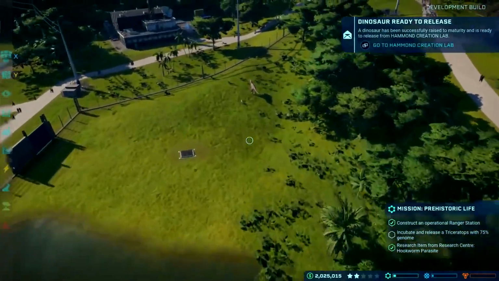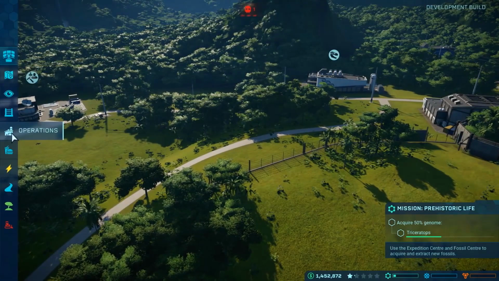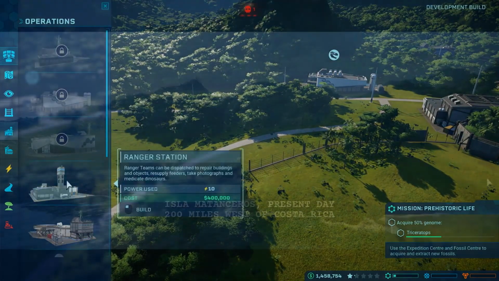This is all the best sound and gameplay from all the Jurassic World Evolution characters so far.